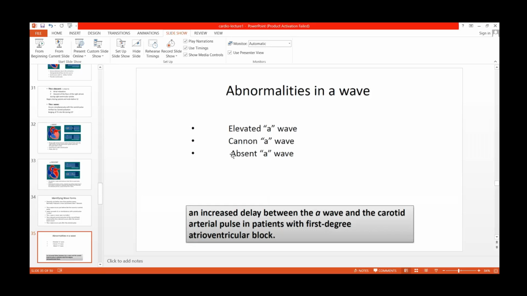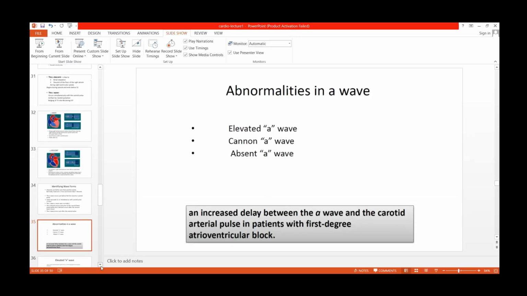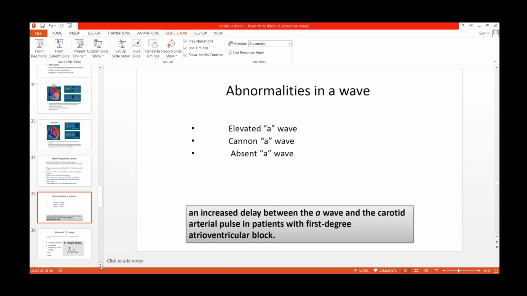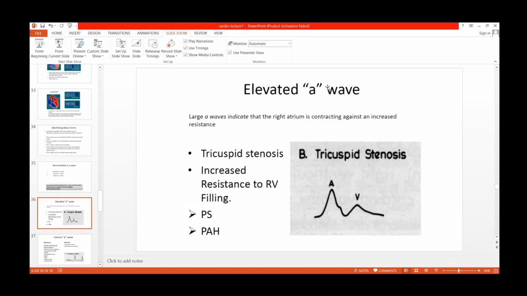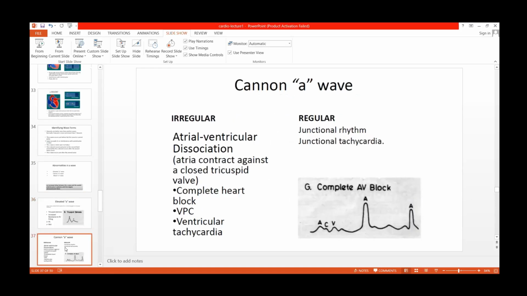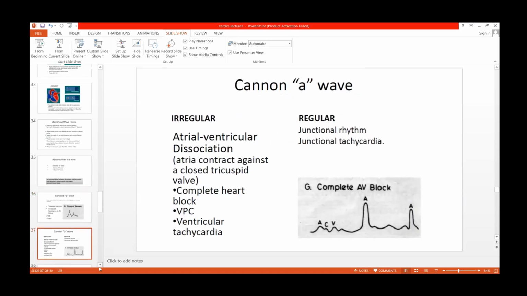And when you can't see A waves, it is atrial fibrillation or atrial standstill. There are some conditions where atrial standstill occurs. We need not go into that. So elevated A waves I have already discussed. I am not going into all these details. You will get these slides.